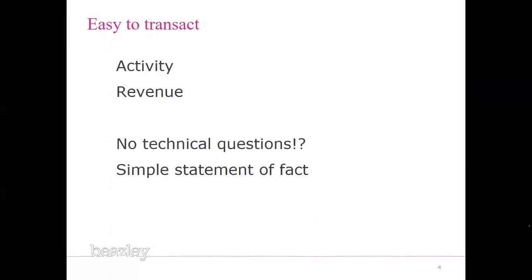So it's super easy to transact. We think that sometimes people are put off by the fact that you have to answer lots of technical questions before you get a quote. So all you need is the activity and the revenue in order to get an indication of terms. And hopefully, if you already have a relationship with a client, you might already have that information. So no questions in order to get a quote, just the activity and the revenue. And then in order to bind that quote, we don't ask any tricky questions.